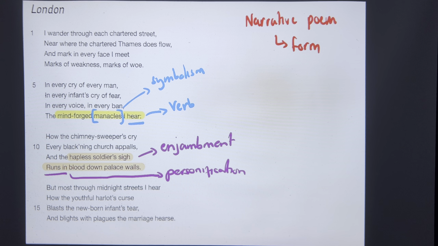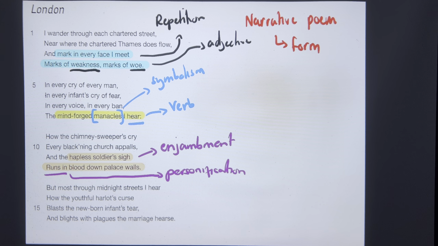The third quote that I will talk about is as follows: marks in every face I meet, marks of weakness, marks of woe. And for this particular quote, guys, I would talk about the repetition, and I would talk about the idea of either the adjective weakness or the adjective woe. You pick which one depending upon your question.